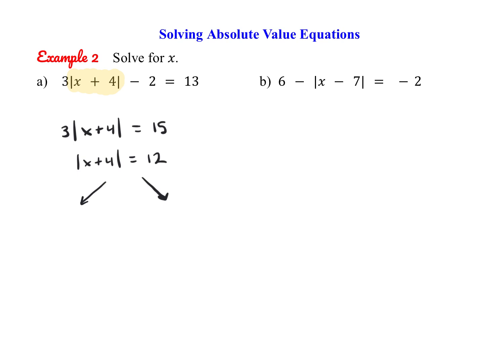So once you've isolated, you're going to lose the absolute values, and you're just going to set one side equal to positive of whatever that constant is, and one side equal to the negative of that constant. So we have 2 separate equations, one that is for the positive answer that remained positive, and one that was for the negative answer that the absolute values made positive. So here I'm just going to finish solving for x. So x equals 8, and x equals negative 16.